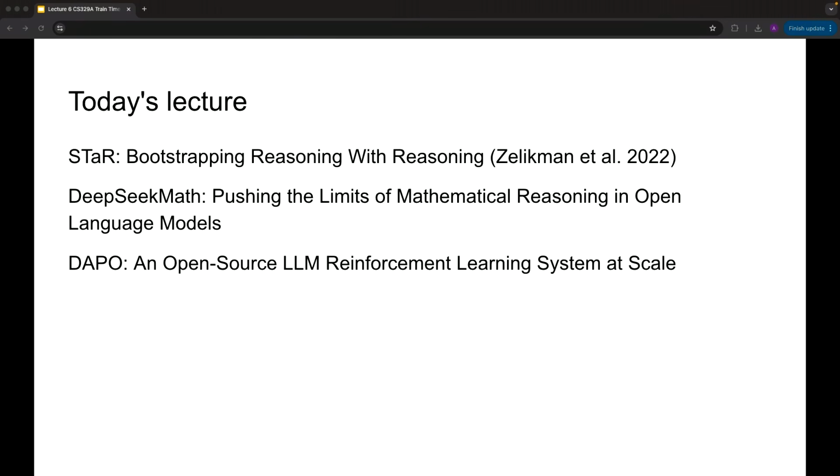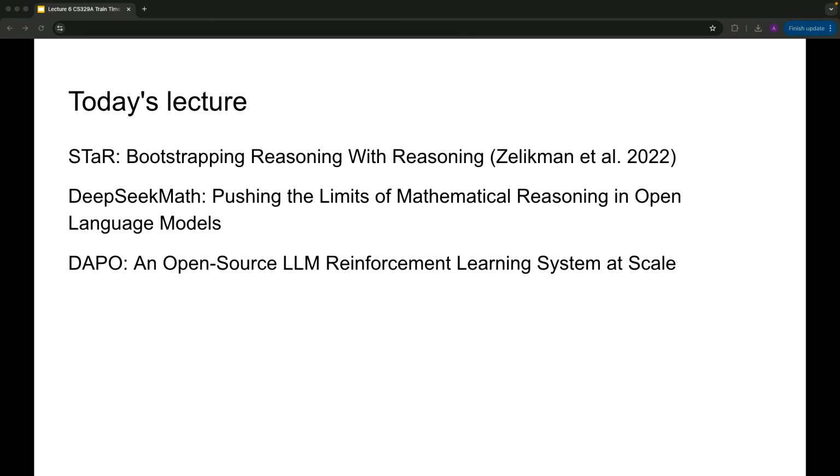Okay, so today's lecture we will actually cover three papers. The first paper will cover how you can boost the reasoning capabilities of the models by putting rationales in problems. This paper is called STAR. It was actually done by an author at Stanford.